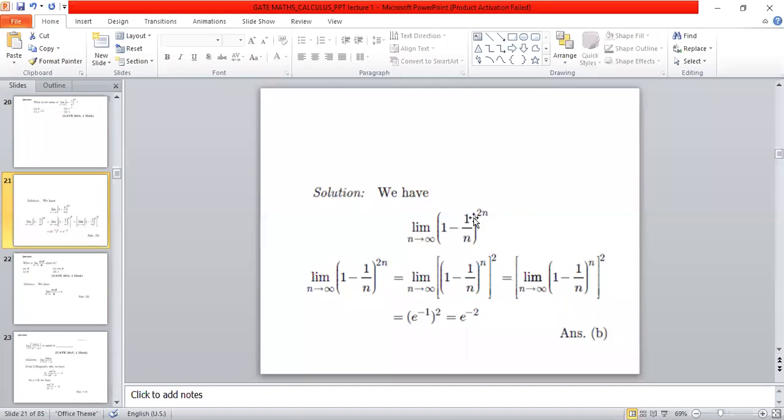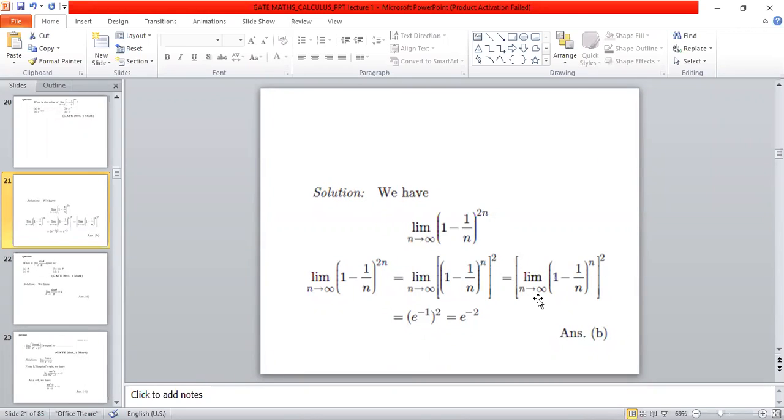As it is limit n tends to infinity, 1 minus 1 by n raised to 2n. We have one standard form, limit 1 minus 1 by n raised to n. We try to write it in that standard form, but as it is 2n, it is raised to 2, as we know indices multiply with each other. So we can take the limit inside: limit n tends to infinity, 1 minus 1 by n raised to n, all raised to 2.